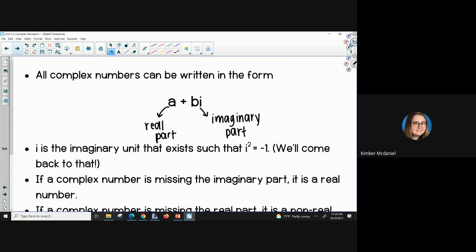So all complex numbers are written in the form a plus bi. Anytime we have complex numbers that have a real part and an imaginary part, that is how we will write it. It's simply saying you're going to put the real part first and the imaginary part second.